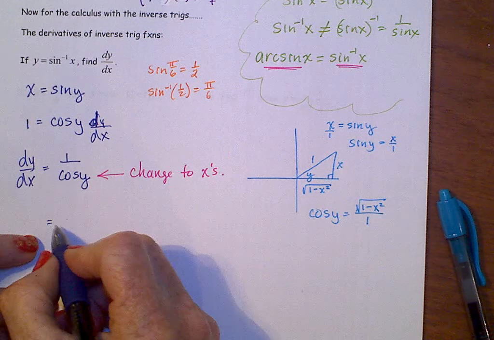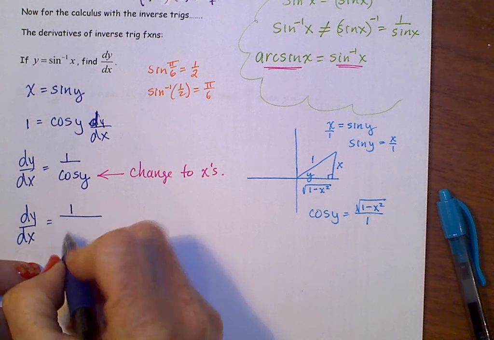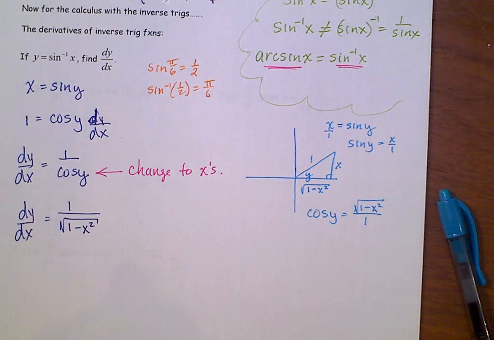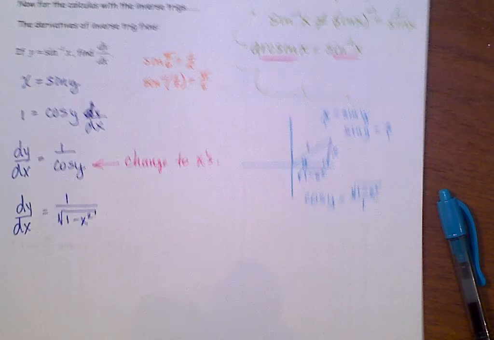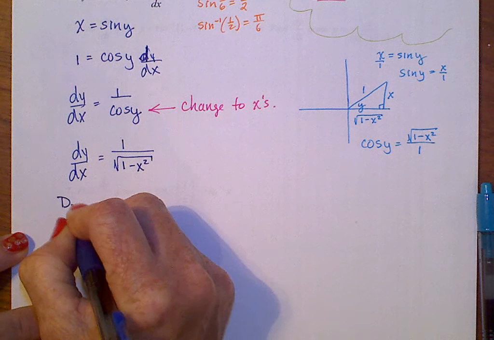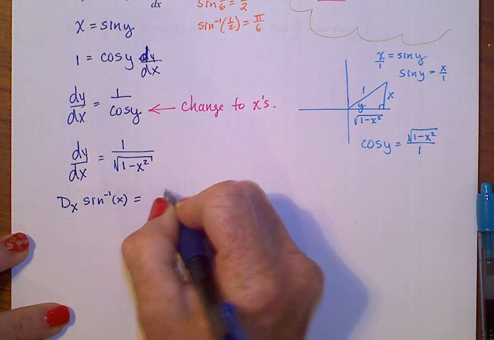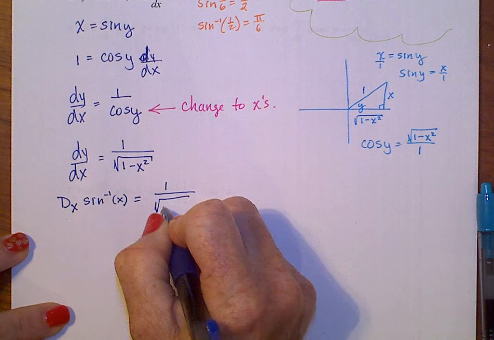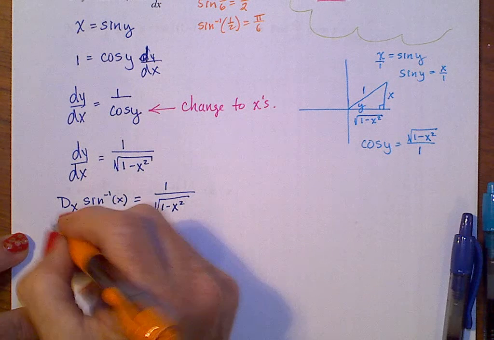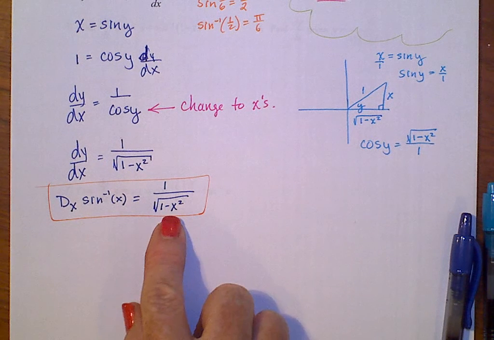And taking that information right back over here, dy dx is 1 over the square root of 1 minus x squared. Oh boy, what did all that work tell us? All that work told us that the derivative of inverse sine of x is 1 over the square root of 1 minus x squared. The derivative of inverse sine is 1 over the square root of 1 minus x squared.